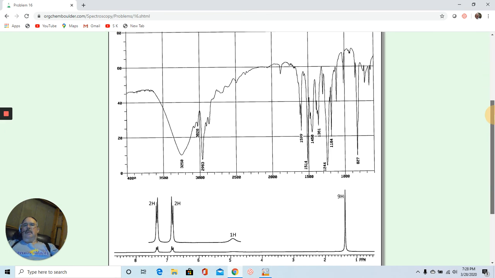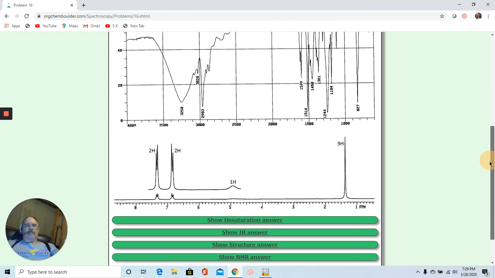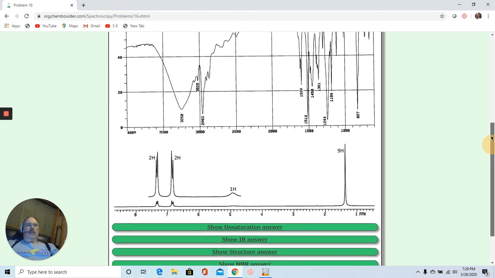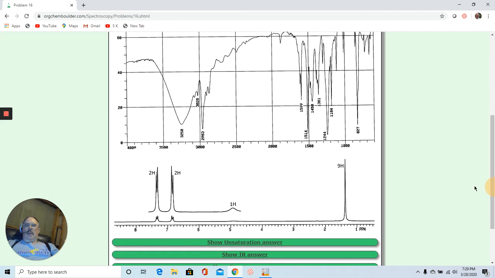And so we have 9 equivalent hydrogens. Okay, that's probably a tert-butyl group. Okay, so there's 4 carbons in a tert-butyl group, 6 in a benzene ring. Okay, so I would say this is 4-tert-butyl phenol. Okay, this is the OH. It's a disubstituted benzene, and then we have a tert-butyl at the 4 position.